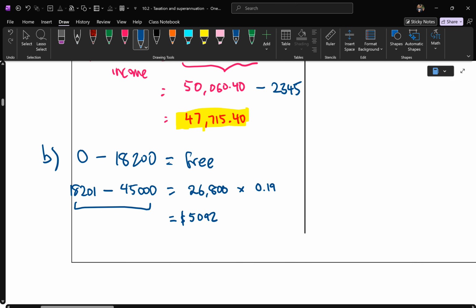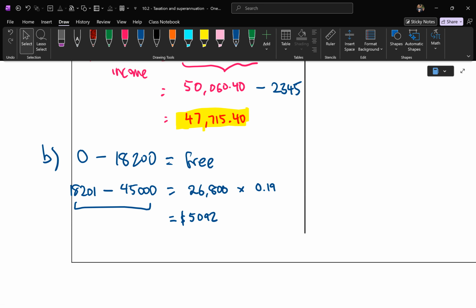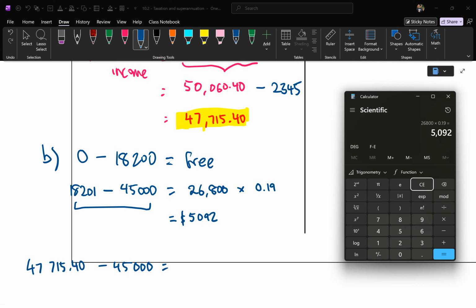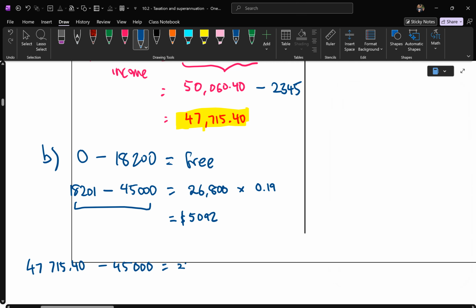But how much did you earn? This is your taxable income. That was over 45,000 by how much? So this is where we're going to work out how much extra you had. $47,715.40 over 45,000. So here we go. 47,715.40 take away 45,000. You are $2,715.40 over.